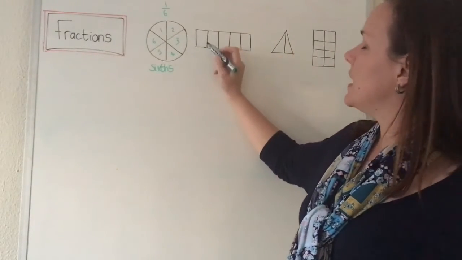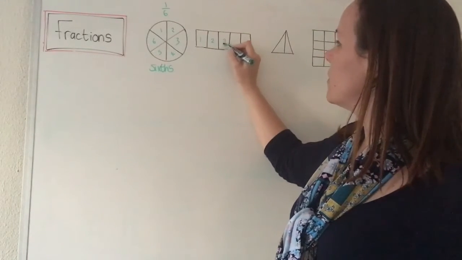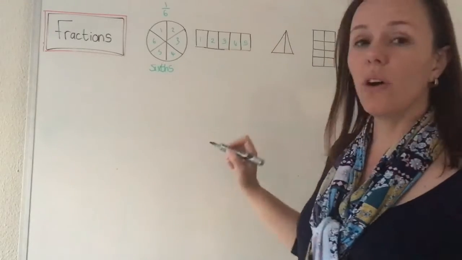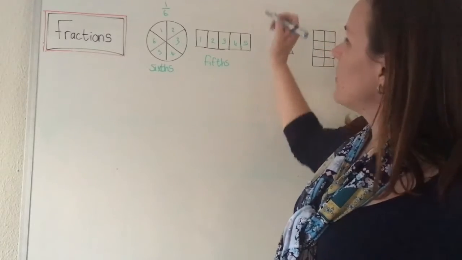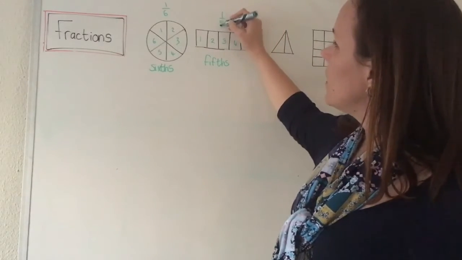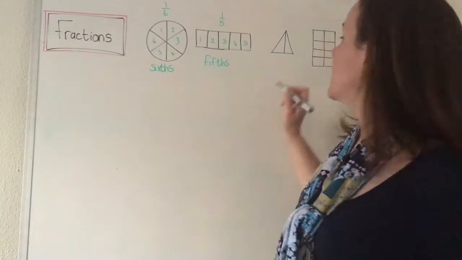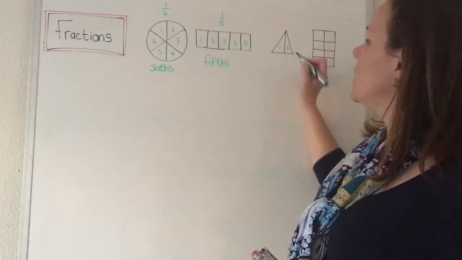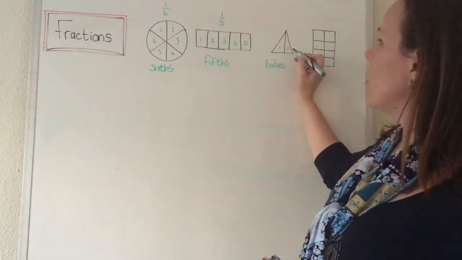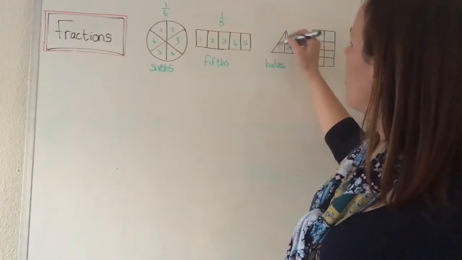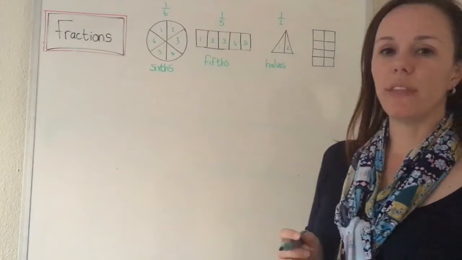This bar over here, let's pretend it's a candy bar, is divided in 1, 2, 3, 4, 5 parts. So this is fifths, and one part of that candy bar will be 1/5, written like that. This triangle over here is divided in 2 parts. So this is halves. 1/2 and another half makes a whole. So 1/2 is one part of that triangle.